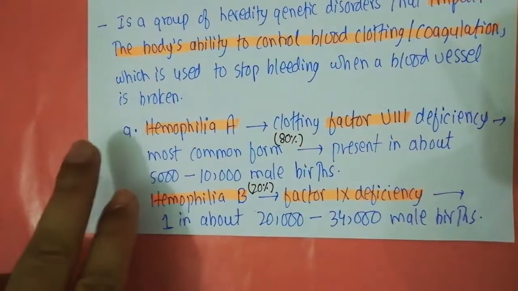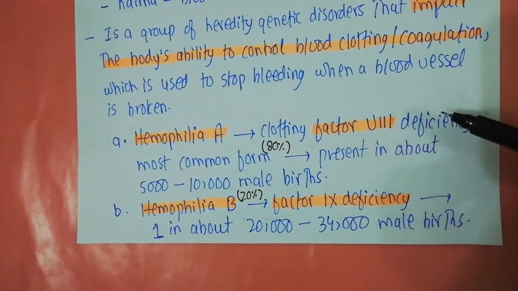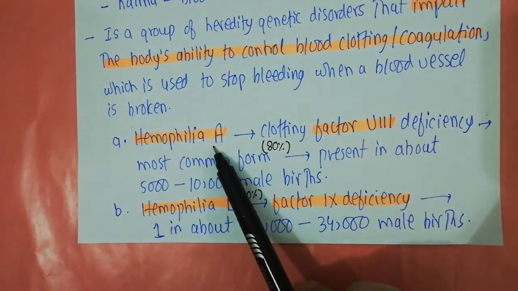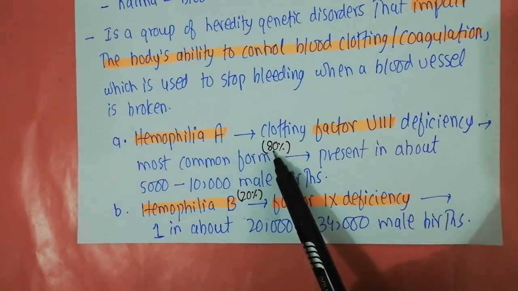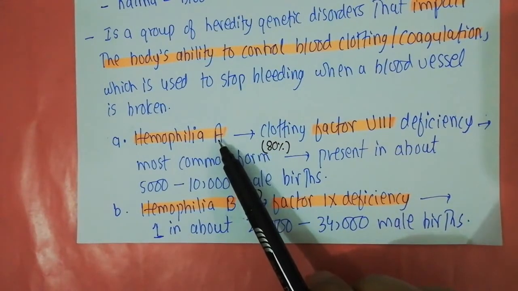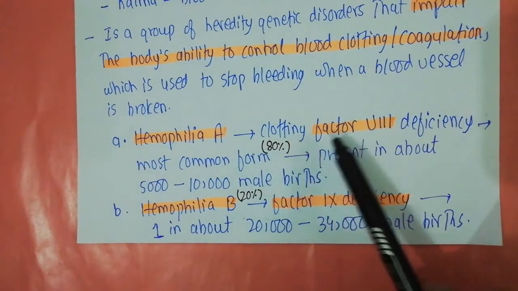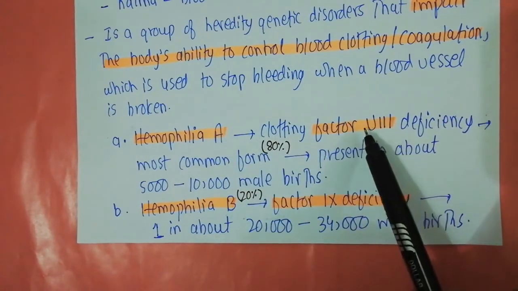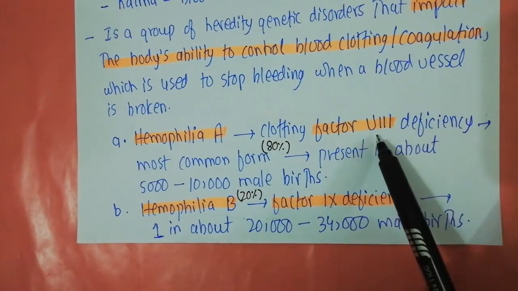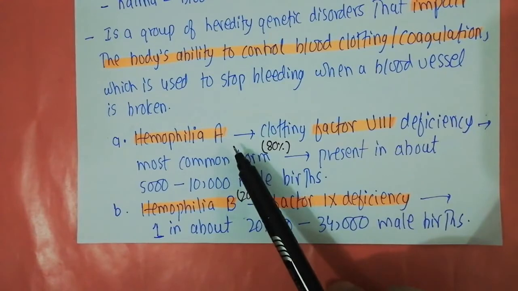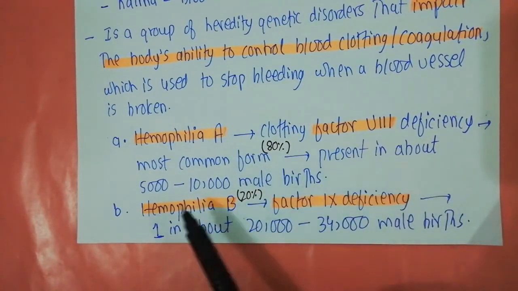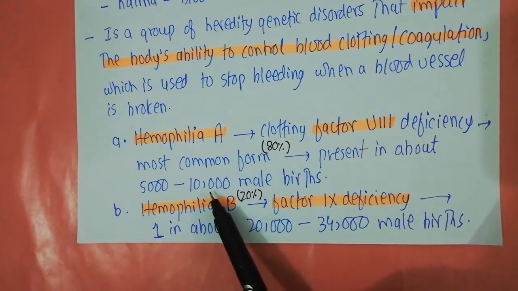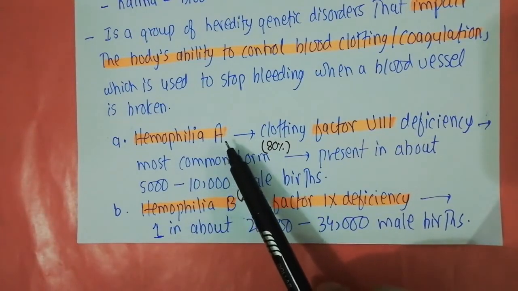There are two major types of hemophilia when you talk about the X-linked recessive disorders. One is called Hemophilia A, and it is the most common because 80% of the cases throughout the world are Hemophilia A. In Hemophilia A, there is a deficiency of the clotting factor 8. We will see that in a while. It is present in about 1 in 5,000 to 10,000 male births. So out of 5,000 to 10,000 male births, one of them is a hemophilia A patient.